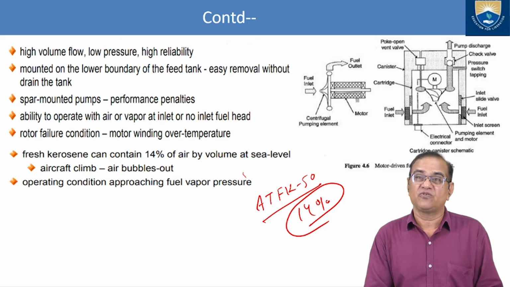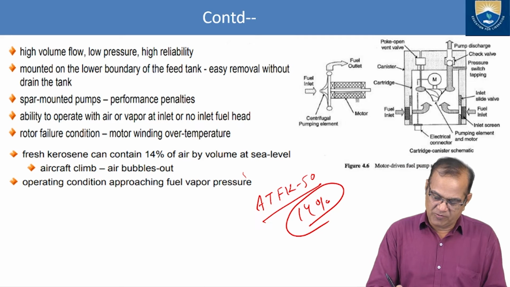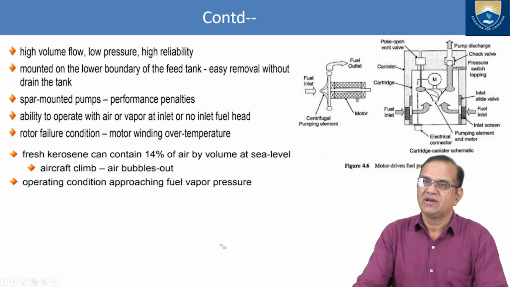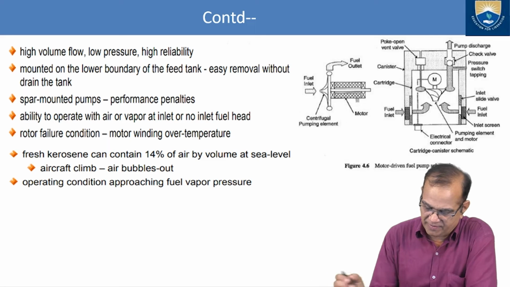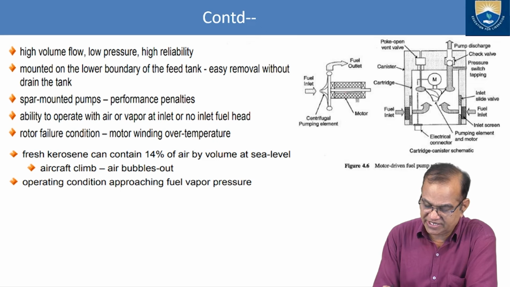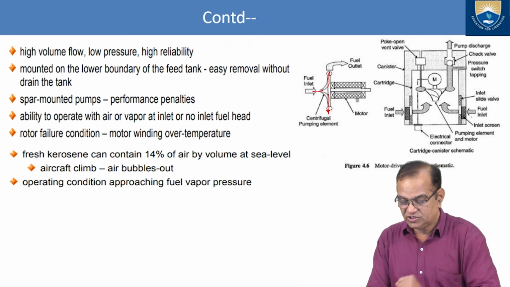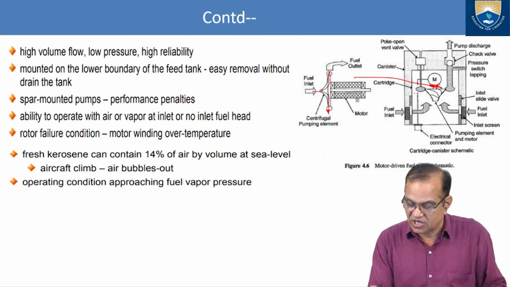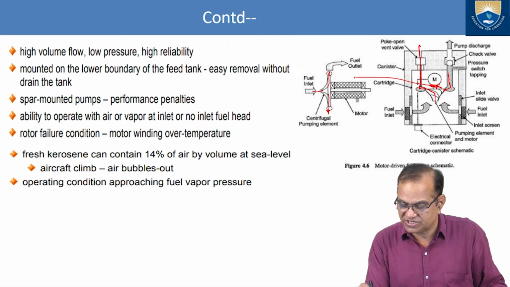The operating condition approaches the fuel vapor pressure. In that condition, the operating pressure will reach the fuel vapor pressure. Here I am showing one pump. Here is the fuel outlet, and this is a motor and it is rotating. Fuel enters from here and goes this way, and the pressure is increased. Here you can see fuel inlet from both sides. It enters here and goes this way, and both sides discharge. Here is a check valve, pressure switch and tapping.